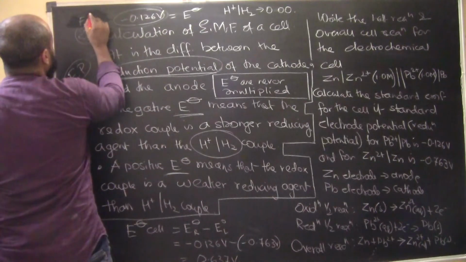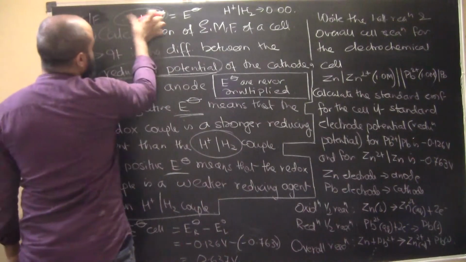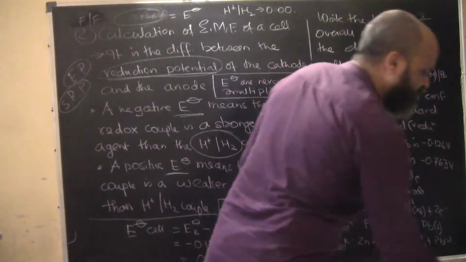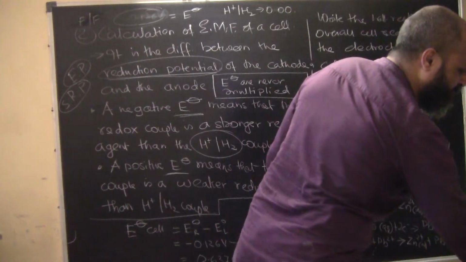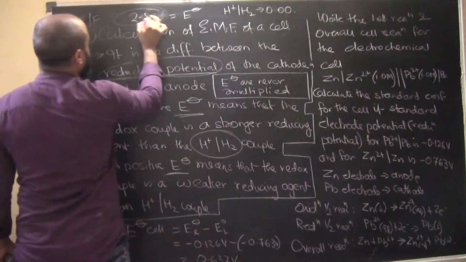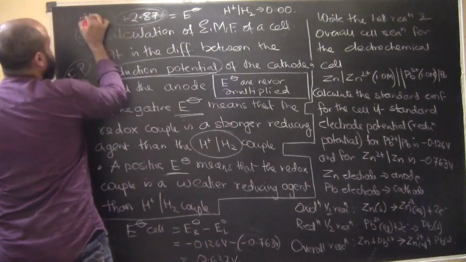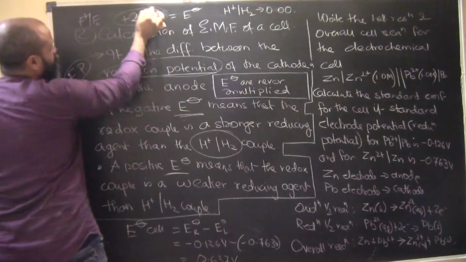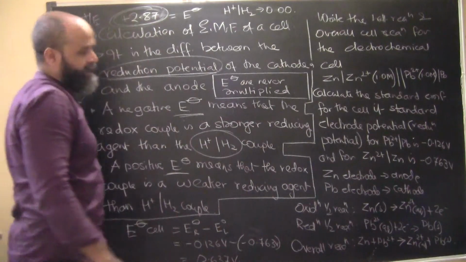So fluorine basically will show what? It will show an electrode potential. Fluorine is going to show an electrode potential of 2.87. Okay, 2.87, and this is plus. Okay, F and F2. So fluorine is going to show an electrode potential of 2.87 electron volts.